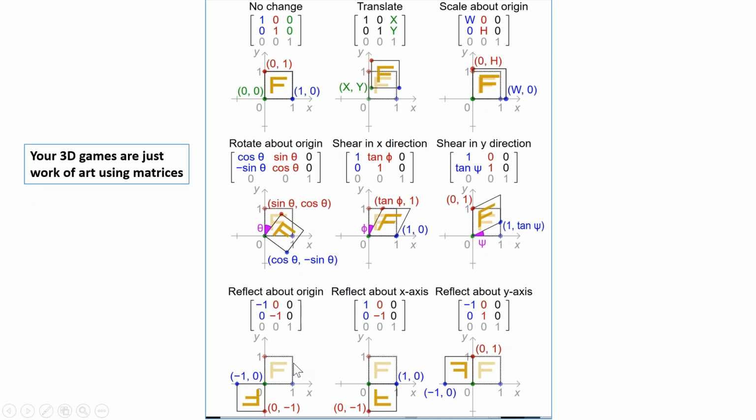Reflect about the origin, so use the diagonal in the matrix. Reflect about the x-axis, use this. Is everybody finding it interesting, fun so far? Just the importance of matrix transformations. Everybody's with me? Yes, sir.